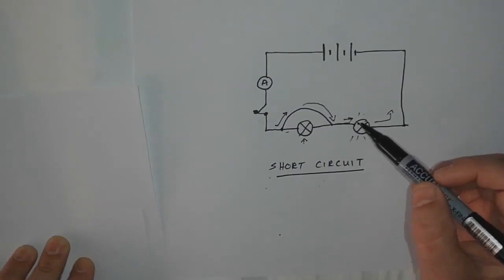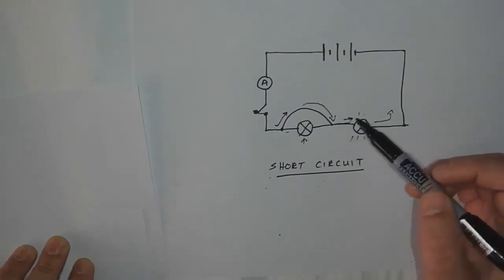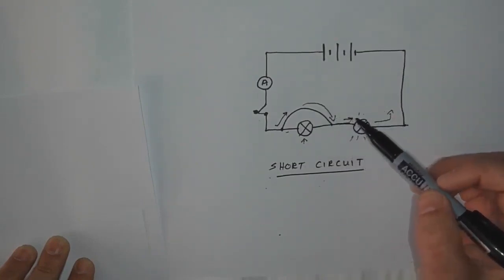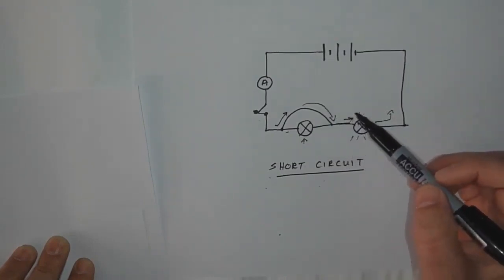One of the dangers when this happens is that when this bulb is no more functioning, then the overall resistance of the circuit is a lot less.